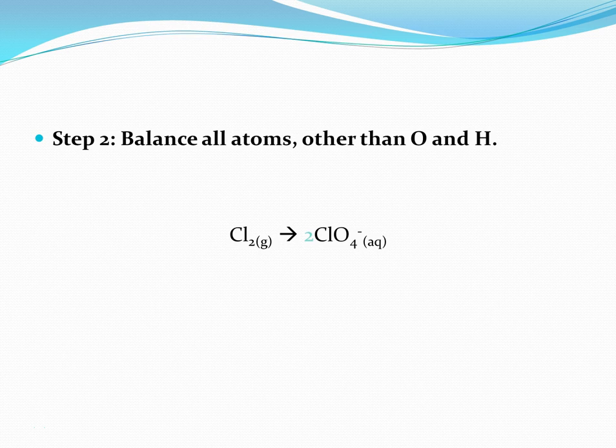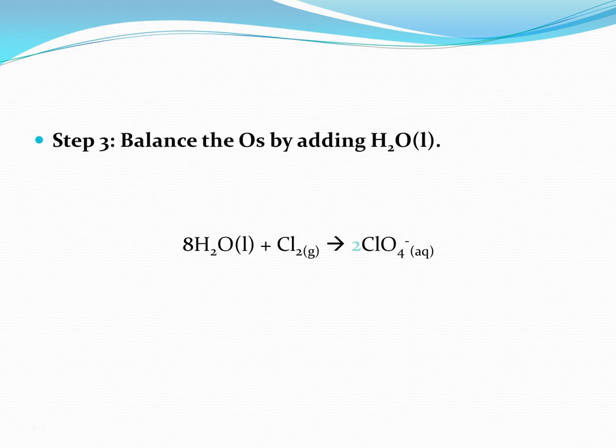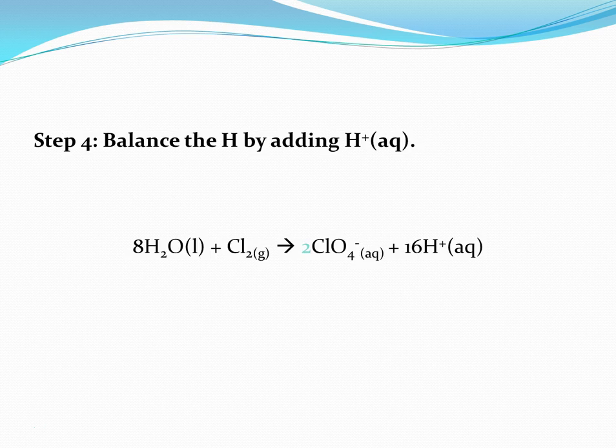In step 2, all of the atoms, with the exception of oxygen and hydrogen, are balanced. In step 3, we balance the oxygens by adding water molecules to the balanced equation. In step 4, we balance the hydrogens by adding hydrogen ions to the balanced equation.